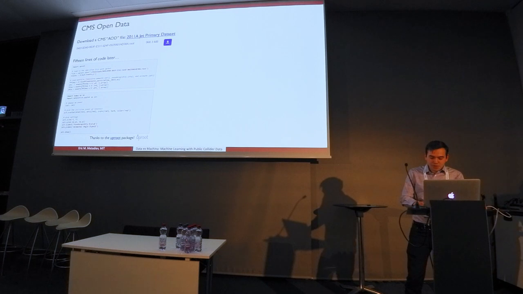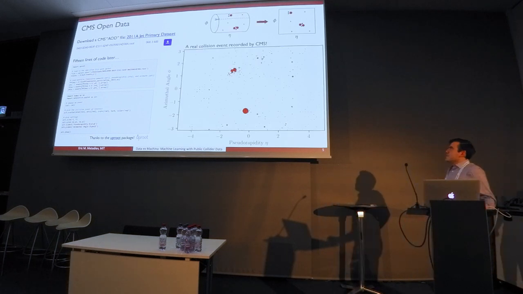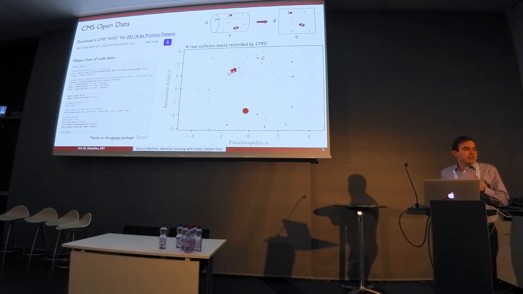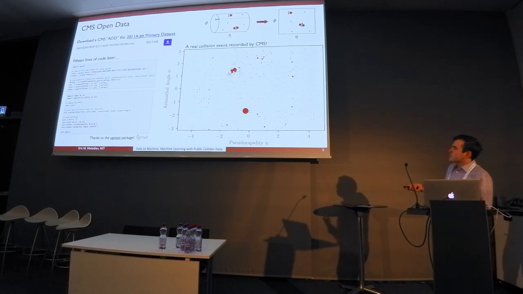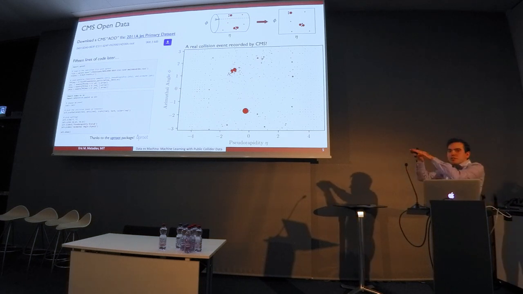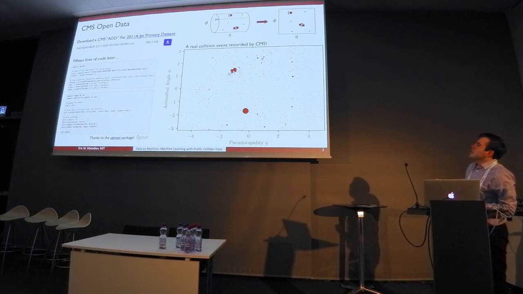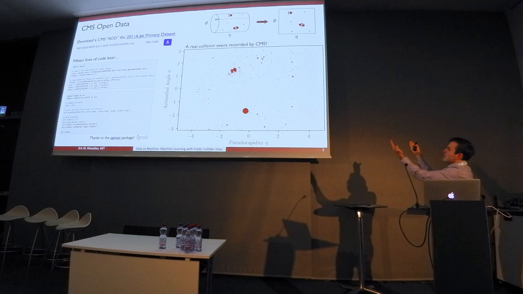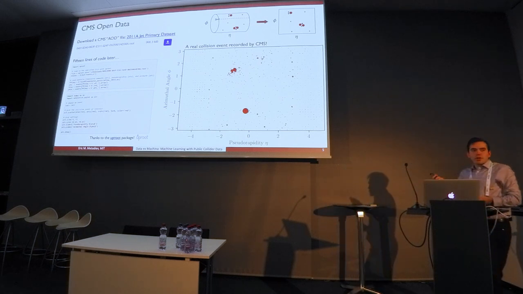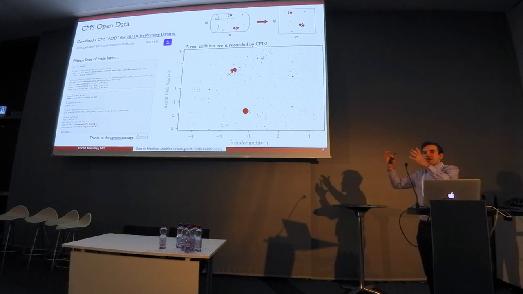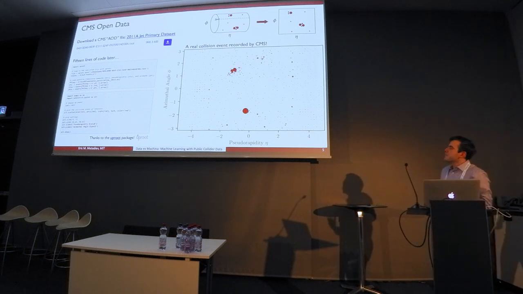And so in 15 lines of code, you can go from downloading a file to looking at real collisions recorded by the CMS detector. So here, just to summarize what we're seeing, you have your detector. You can think of it as a cylinder wrapped around the collision point. And here, for this collision, I've sliced open that cylinder and laid it flat. Every point here is a particle or a candidate for a particle that's been detected. And the more energetic the particle is, the larger its circle.